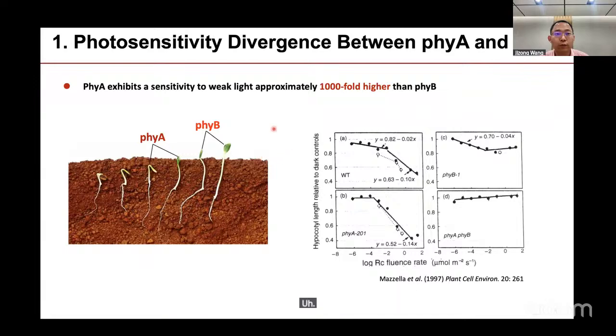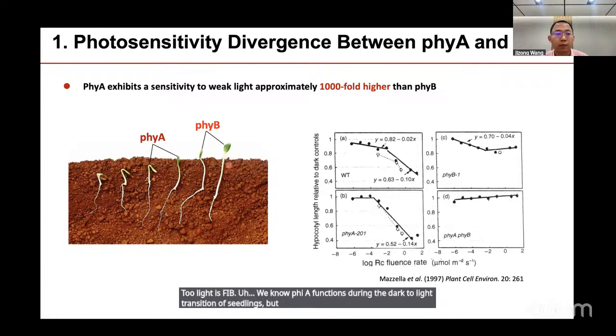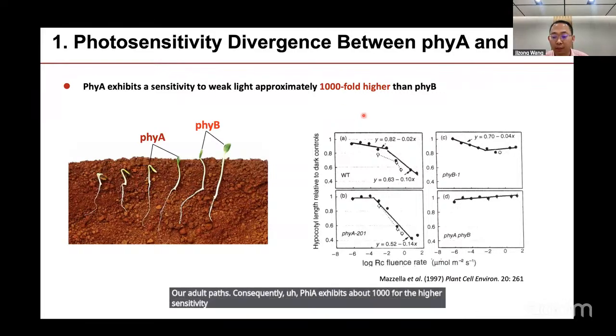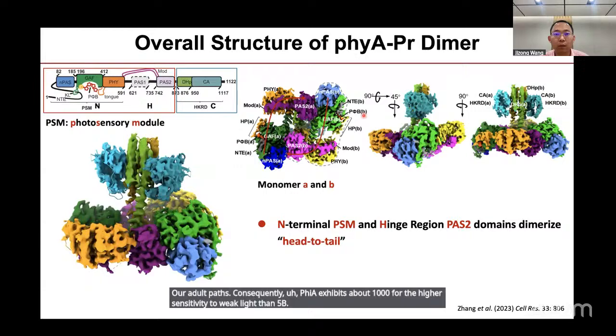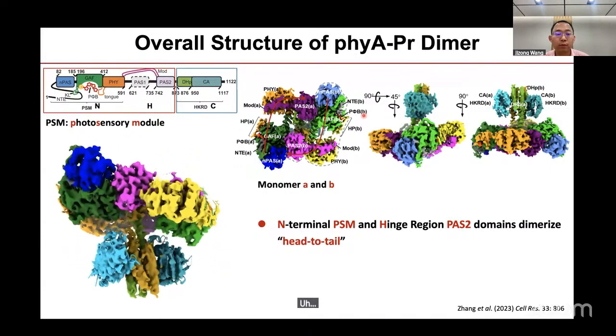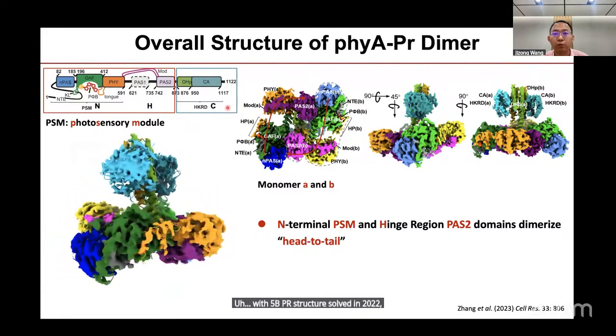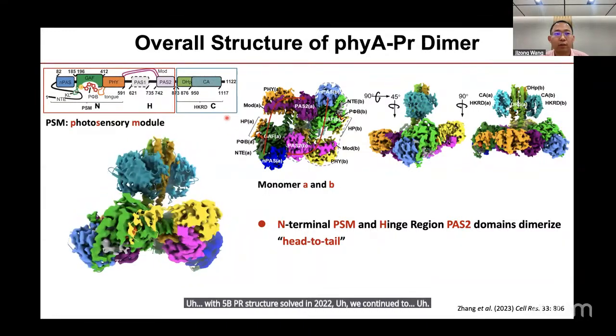Then we tried to figure out why phyA is more sensitive to light than phyB. We know phyA functions during the dark to light transition of seedlings, but phyB dominates the light growth of adult plants. Consequently, phyA exhibits about 1,000-fold higher sensitivity to weak light than phyB. With the phyB PR structure solved in 2022, we continued to determine the structure of phyA PR.